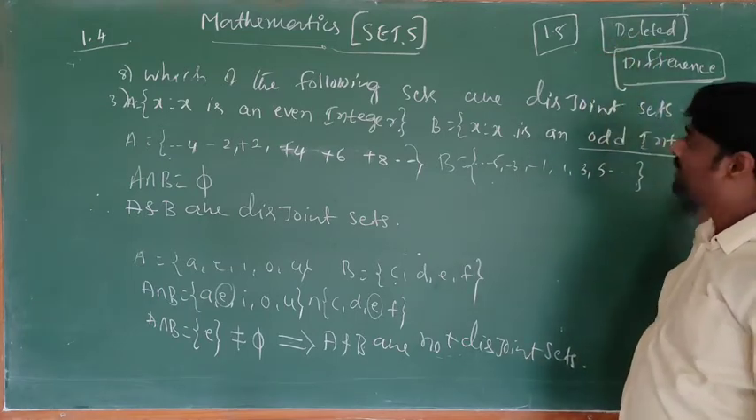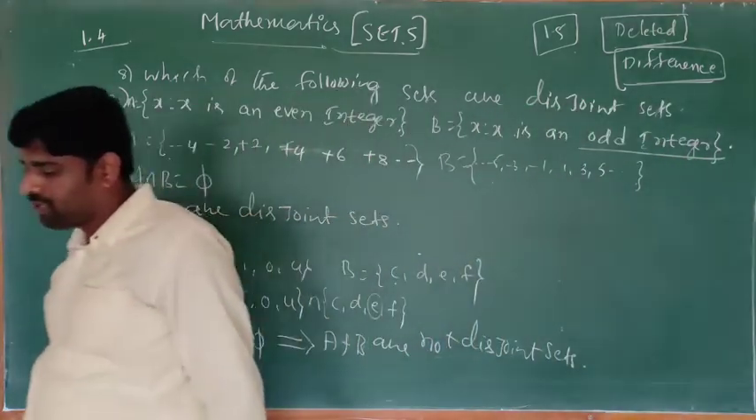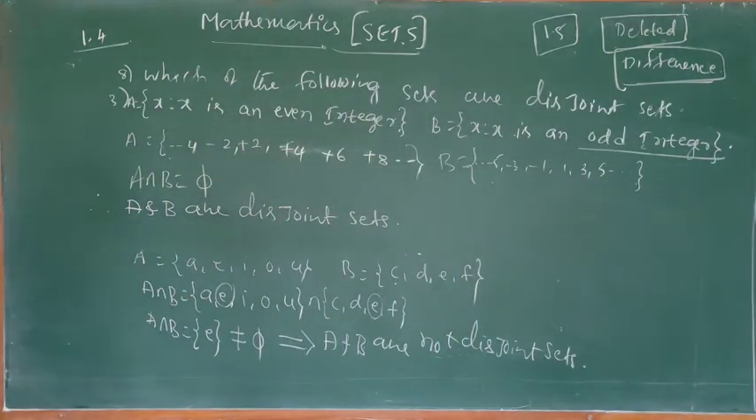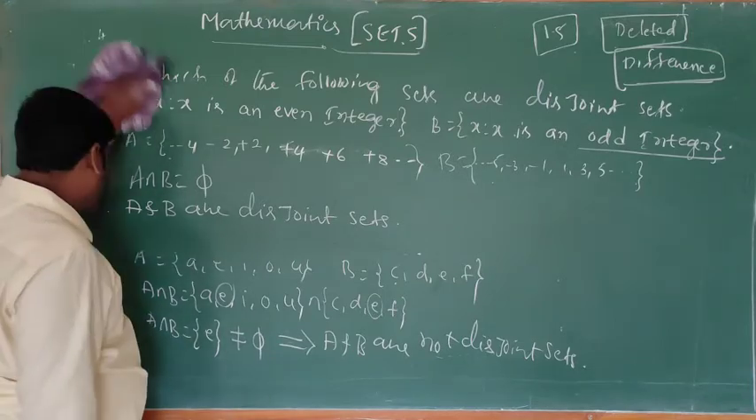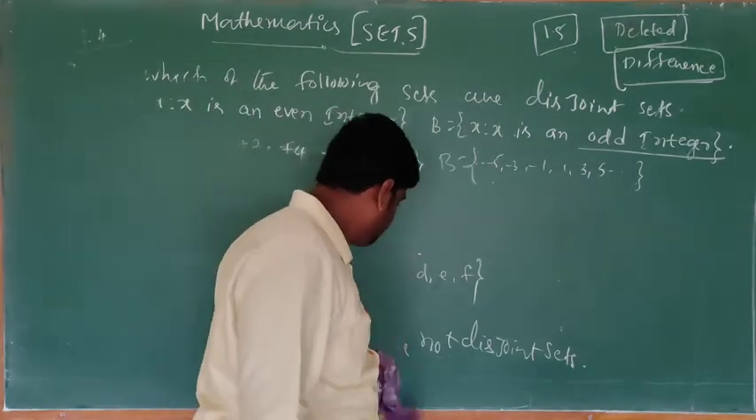So next 1.6 is there. Okay. Exercise 1.4 is completed. Next you have to discuss examples of union of two sets and intersection of two sets.